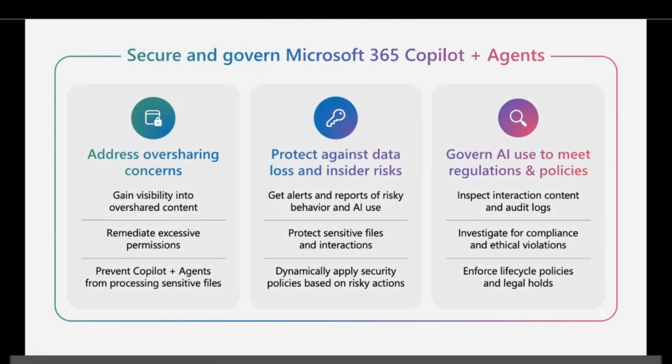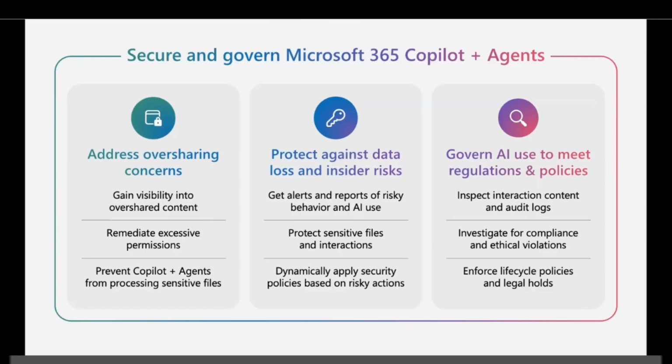It's important as we start to think about how to secure and govern Microsoft 365 Copilot and agents. There's 3 columns here that we want to talk through. We're going to dive into each of these a little bit deeper over the course of the session. First is addressing our oversharing concerns. So this is where we can gain visibility into our overshared content, remediate those excessive permissions, and prevent Copilot and agents from processing our sensitive files.